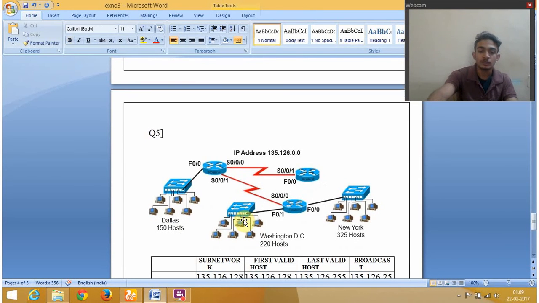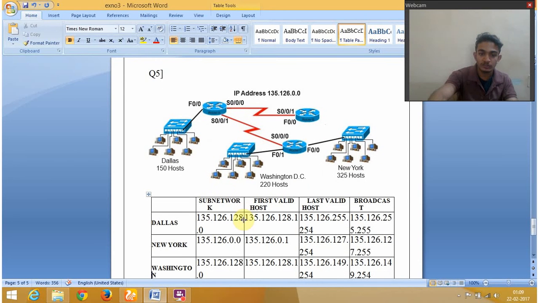And the next question is a bit different because as you can see, we need 1, 2, 3, 4, 5 network subnets, and so it's obvious for us to borrow 3 bits. But the problem is if we borrow 3 bits, the host part that remains will not be sufficient to support the given number of hosts. That's 150 and 325. It's not enough. So in that situation, what we do is we use a variable length subnet mask.